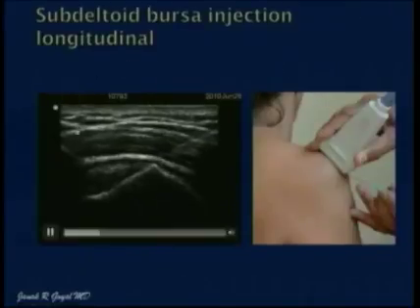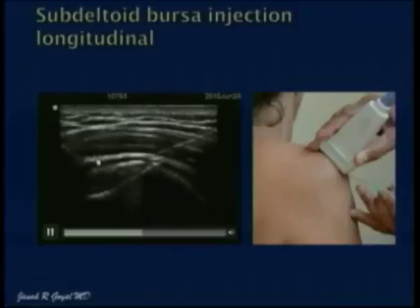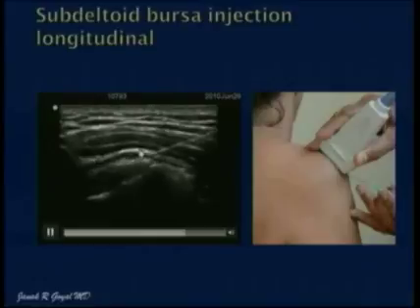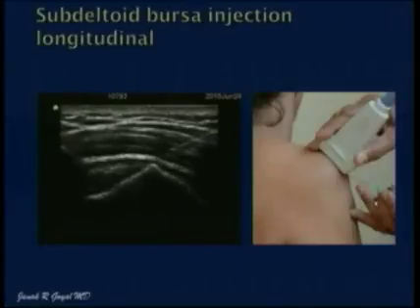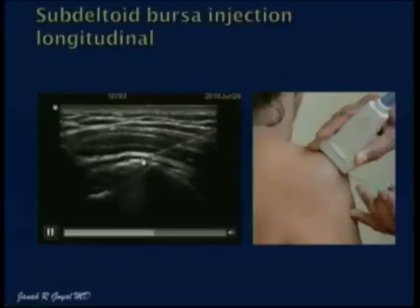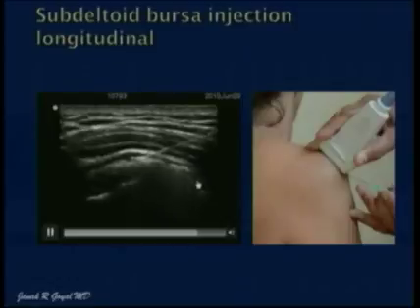Subdeltoid subacromial bursa injection. Here is my subdeltoid subacromial bursa. Here is the peribursal echogenic fat which defines my subacromial subdeltoid bursa, here is the acromion, and here is your deltoid. What I do is I go from lateral to medially, carefully entering the subdeltoid bursa and injecting, and watching the whole material spreading in the subdeltoid bursa.